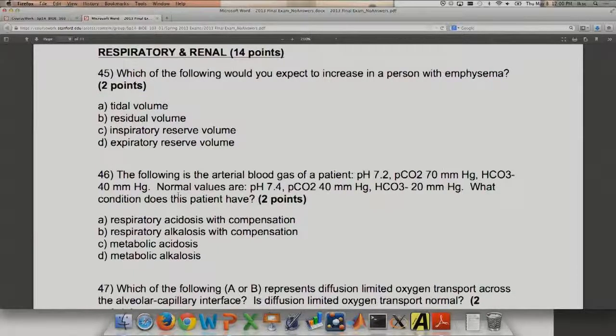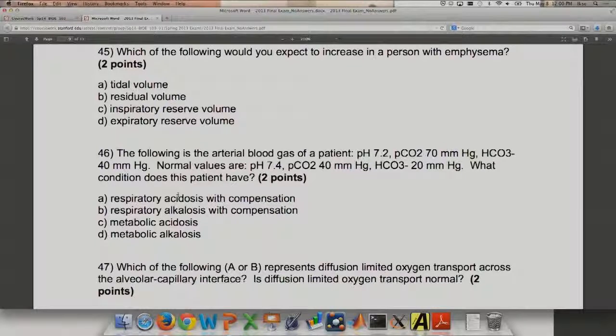The next question is super important. Which of the following is an arterial blood gas of a patient? pH is 7.2. Normal is between 7.35 and 7.45. PCO2 is 70, it should be less than 40 to 45. Bicarb is 40, it should be between 18 to 24, no, 20 to 26, somewhere in that range. Oh, they've given the normal values, but I'm giving you the range. Never mind. But I said the correct numbers anyway.